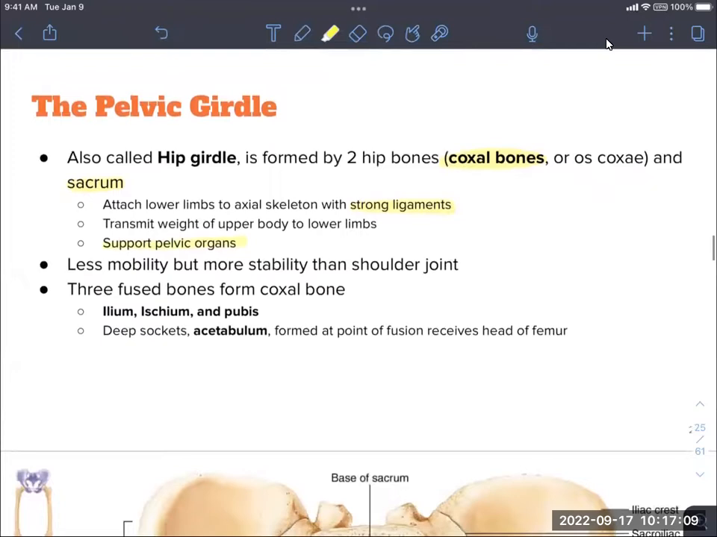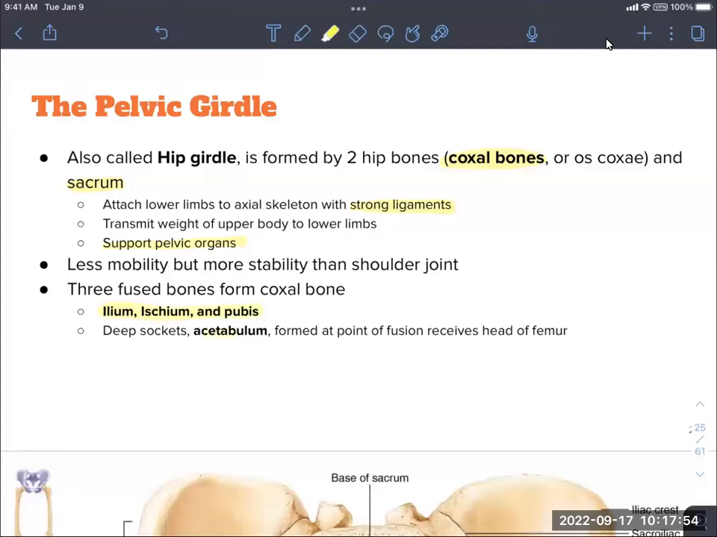Your hip is not as mobile as your shoulder, and we'll look at why that is. Your shoulder can be raised up to 180 degrees in multiple directions, which you cannot do with your leg. The coxal bones are technically made up of 3 bones, because they are 3 separate bones when you're born, and they eventually fuse together as you get older.